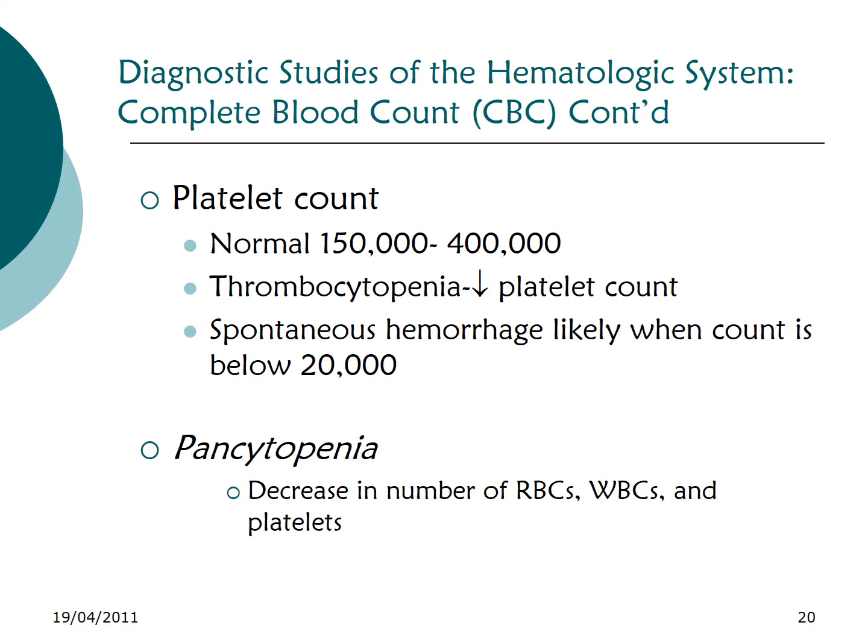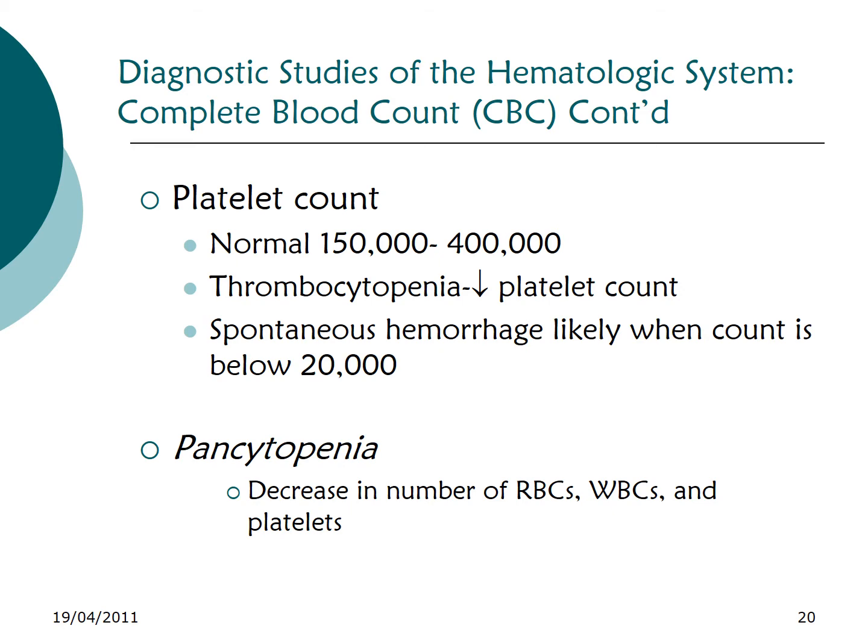And along with the WBC, also look at the platelet count. Normal platelets are 150 to 400, right? Thrombocytopenia is a low platelet count. So someone who is low is at risk for bleeding. And they can bleed spontaneously if the count is below 20,000. Pancytopenia is a decrease in the number of not just the red cells, but the platelets and also the WBC. So they have more than one issue here. And usually if the problem originates in the bone marrow, you may see all of these.